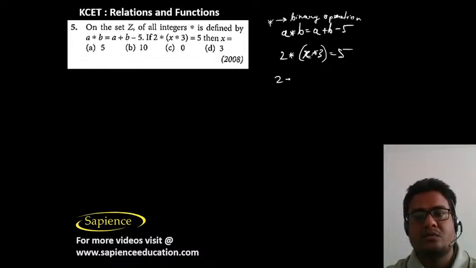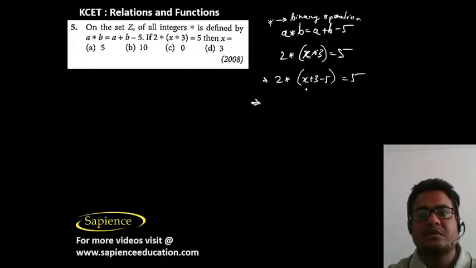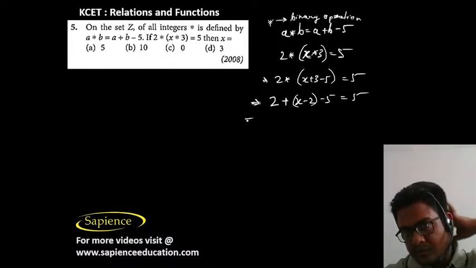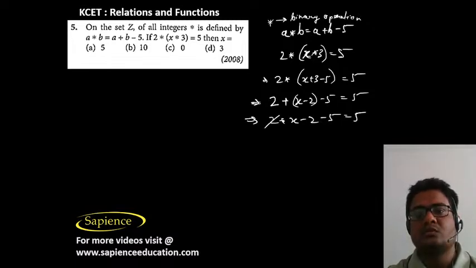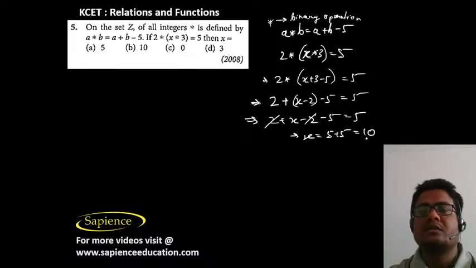So it will be 2 star x star 3, which means it is x plus 3 minus 5, equal to 5. So then 2 plus x minus 2, that is 5. So this will be 2 plus x minus 2 minus 5, that is 5. So plus 2 and minus 2 will cancel. X equal to 5 plus 5, which is 10. X is equal to 10. So option B is the correct answer.